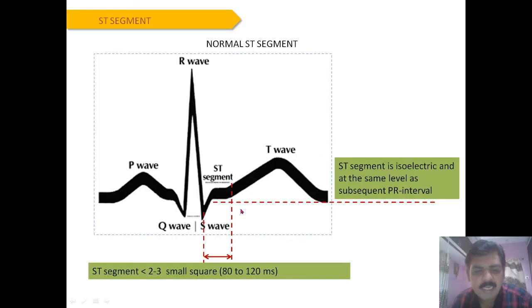Then the ST segment. The ST segment is indicated by 2 to 3 small squares, and the ST segment is isoelectric, at the same level as the subsequent PR interval.